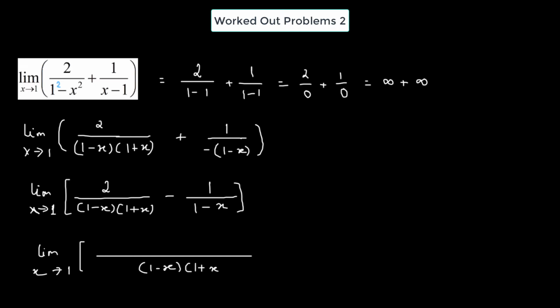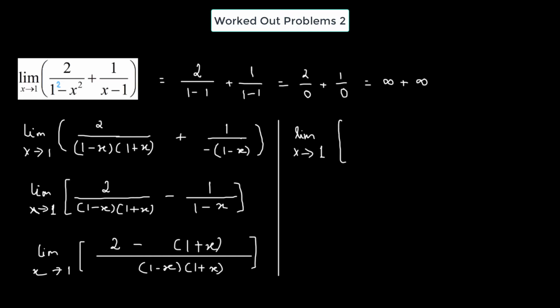in the denominator. So we have 2 minus, so we have 1 minus x, so that means it will be 1 plus x in the numerator. So let's do the calculation. So that should give us the limiting value of x approaching 1. We have 2 minus 1 minus x divided by 1 minus x times 1 plus x.